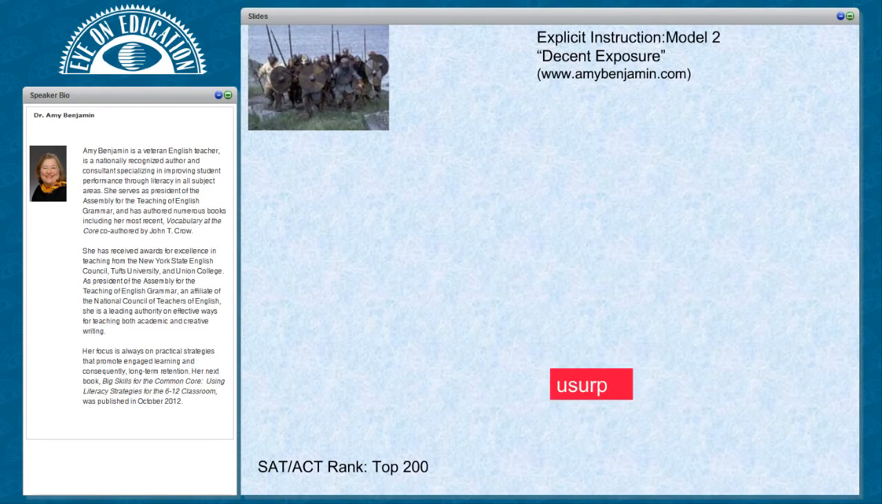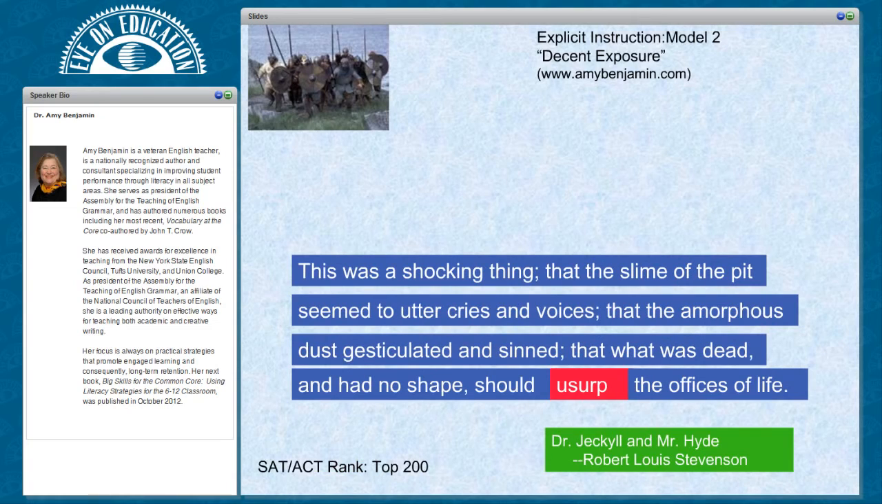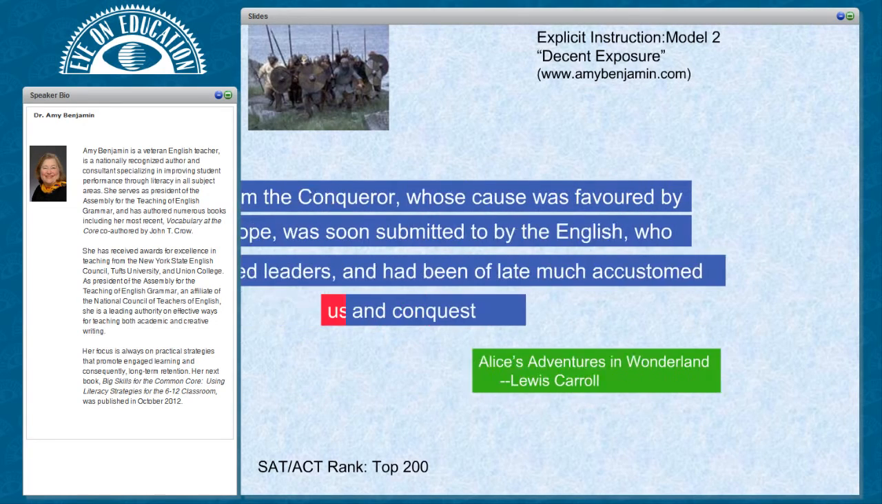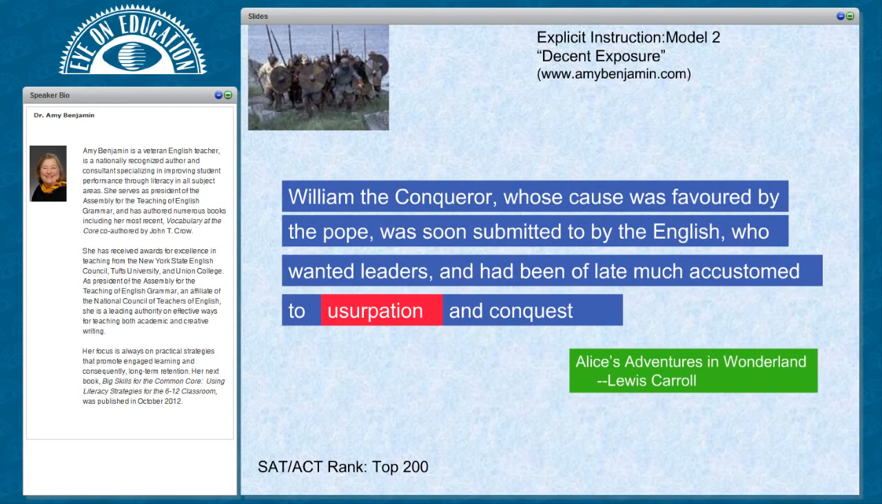Now, you have to picture the students. They have to write these sentences, thus giving them a nice little model of a sentence and punctuation. All right, this is Dr. Jekyll and Mr. Hyde, and then the last of the 4 sentences is from Alice in Wonderland.